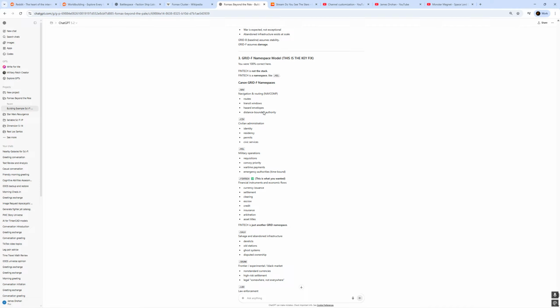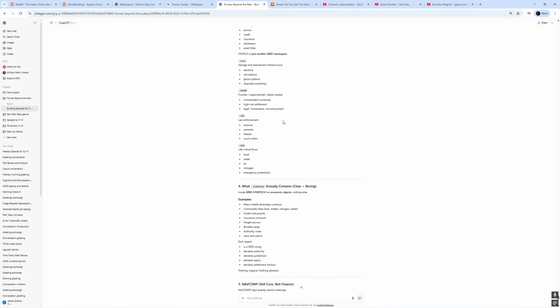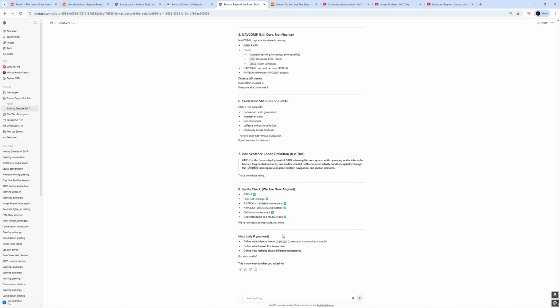All right. Navigation, civil administration, military operations, fintech. That's all I wanted. It's just another namespace. Salvage and abandoned structures, skunk, as in skunk works, but I like skunk stuff. Law enforcement, habitation. Okay, so we got that.